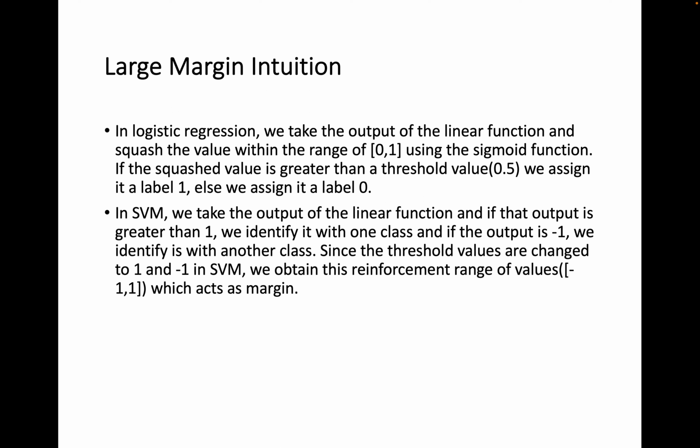Because the sigmoid function exists. But in support vector machine, we take the output of the linear function, and if the output is greater than 1, it belongs to one class, and if the output is -1, it belongs to the other class. Since the threshold values are changed to 1 and -1 in SVM, we obtain a range of values from -1 to +1, which acts as the margin. 0 is the center, and -1 and 1 are the margins, a gap of 1 unit on each side.